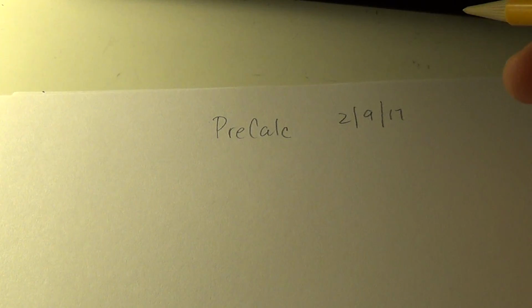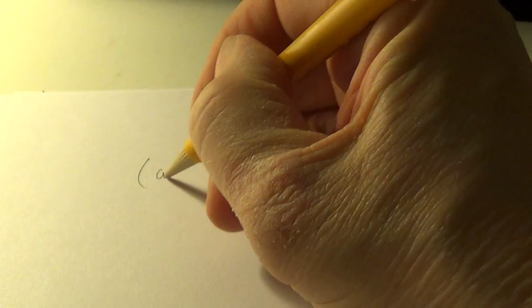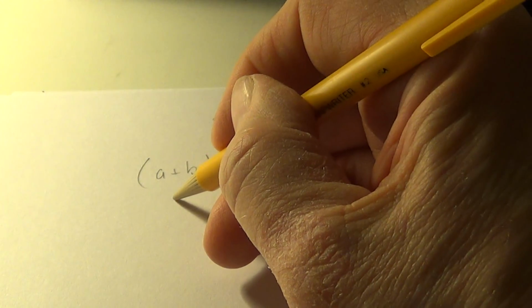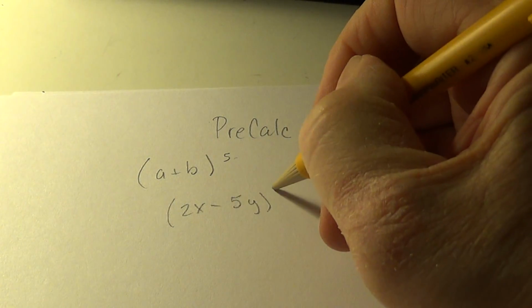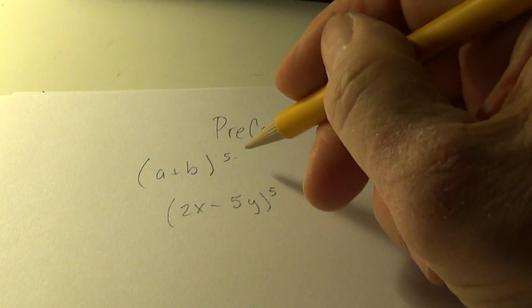We are going to look today at the way that we're going to use the binomial theorem to expand expressions that are a little more complex. We were looking at a plus b to the fifth and other numbers. This time we're going to do 2x minus 5y to the fifth. But it's going to follow the exact same patterns. So we'll need a calculator to help us figure out the exact coefficients, but we can handle that.